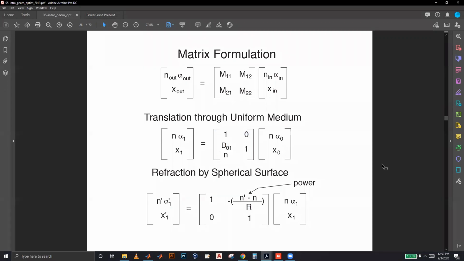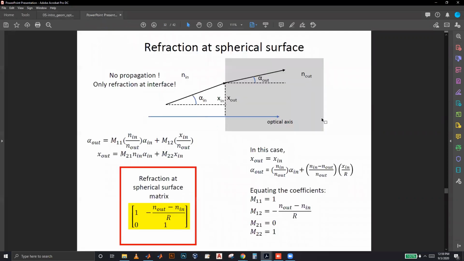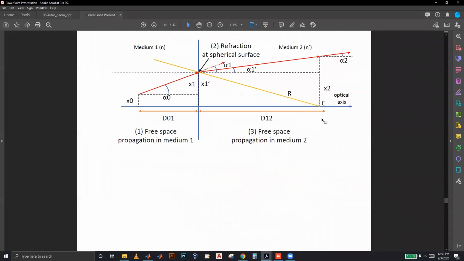So now these are the two matrices that we can use, and we wouldn't have to worry about all the geometry and stuff and solve complex optical systems. And I will show that now. But if you have any questions, I can pause for a little while.